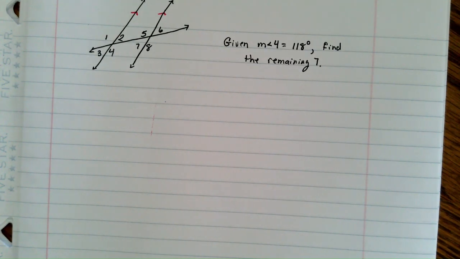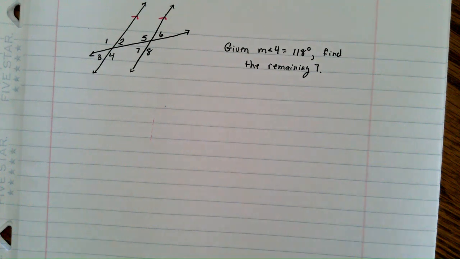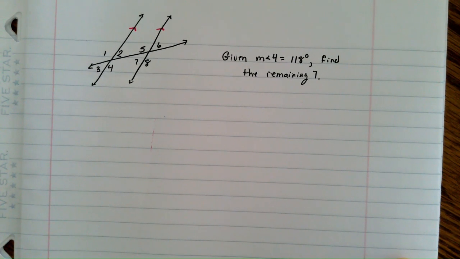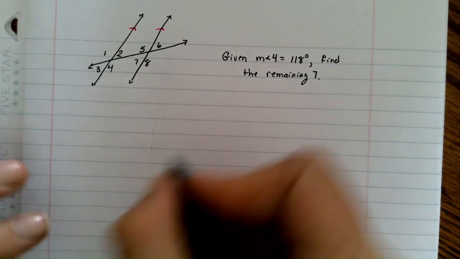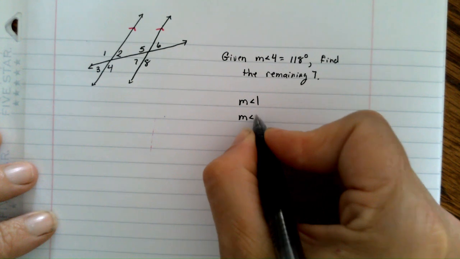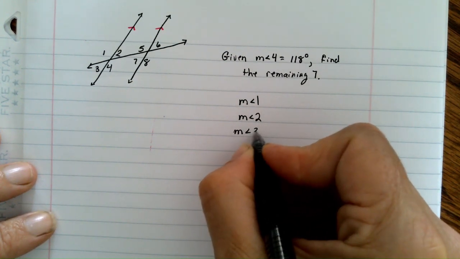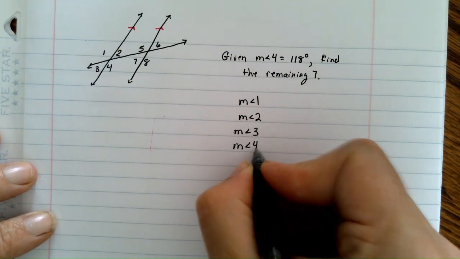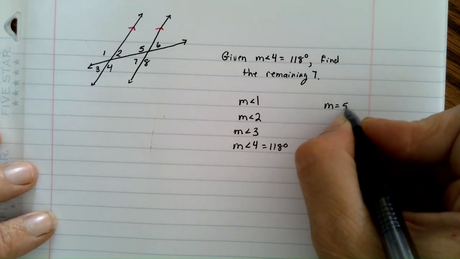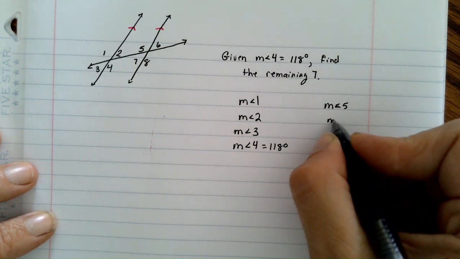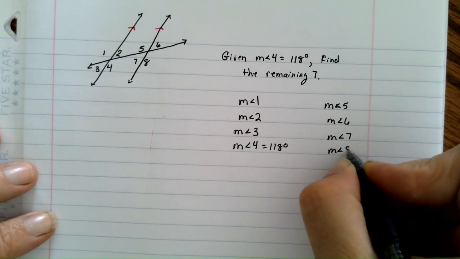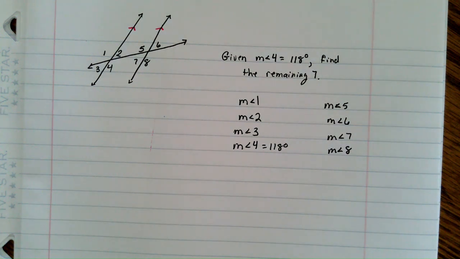So here we have an image of two parallel lines as indicated by the pink arrows. And they've given us one angle and they want us to find the remaining 7. So 1, 2, 3, 4 was given, 5, 6, 7, and 8.